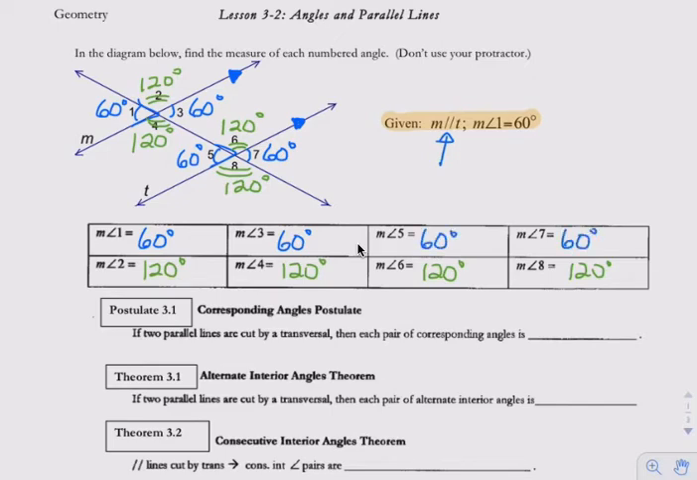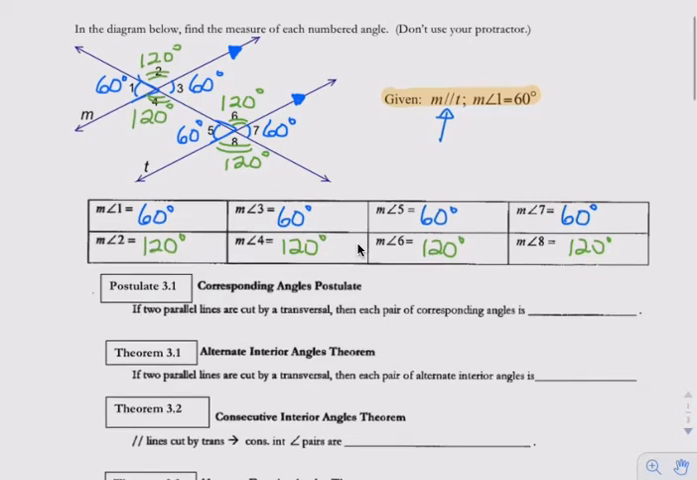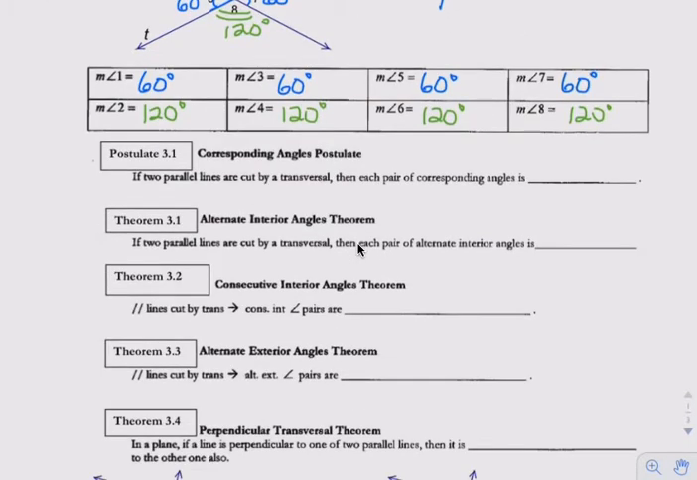Now, it's a coincidence that the 60 and 120 is a 1 to 2 ratio. Obviously, the smaller angle doesn't have to be half of the larger angle. Okay, now what we just used was called the corresponding angles postulate.